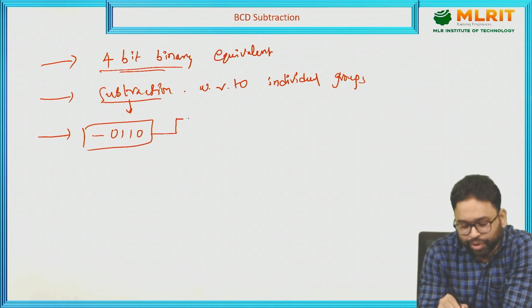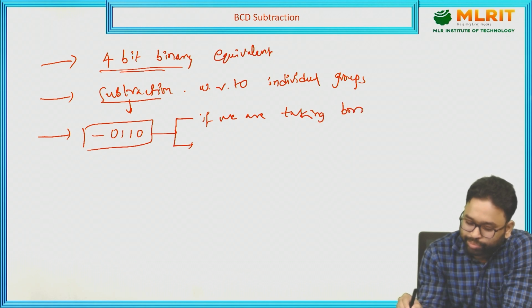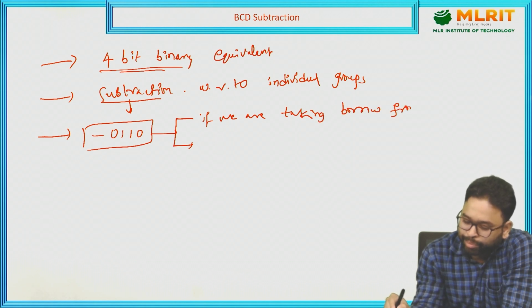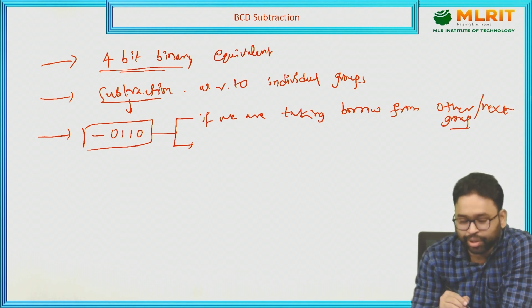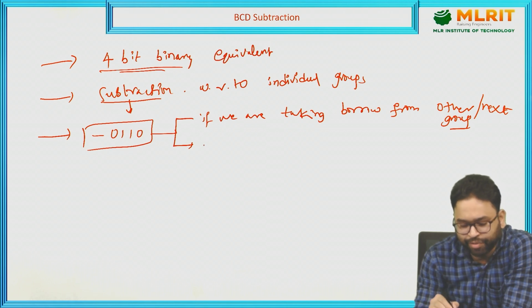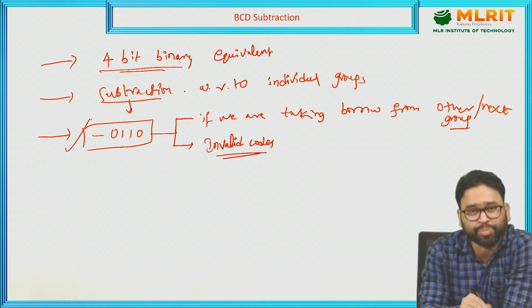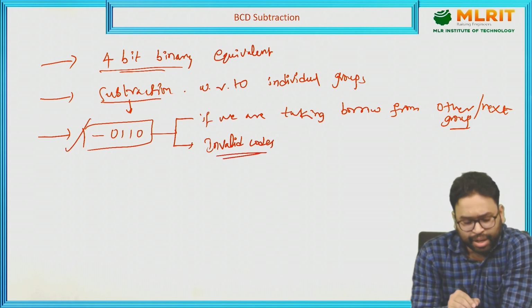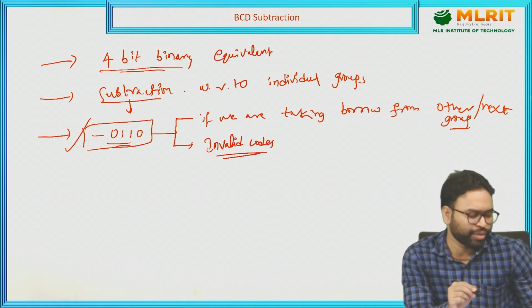In two cases, what are those? If we are taking borrow from other group, or you can say the next group, or if the resultant subtraction value might be generating some kind of invalid code. In either of the cases, you need to subtract the resultant value from 0110. Okay, let's look into the example. With that, we can do it very easily, right?